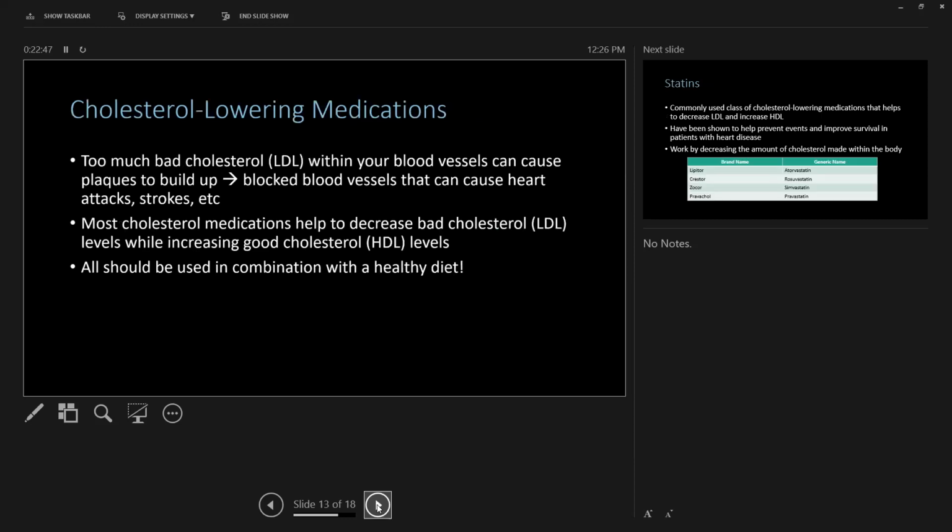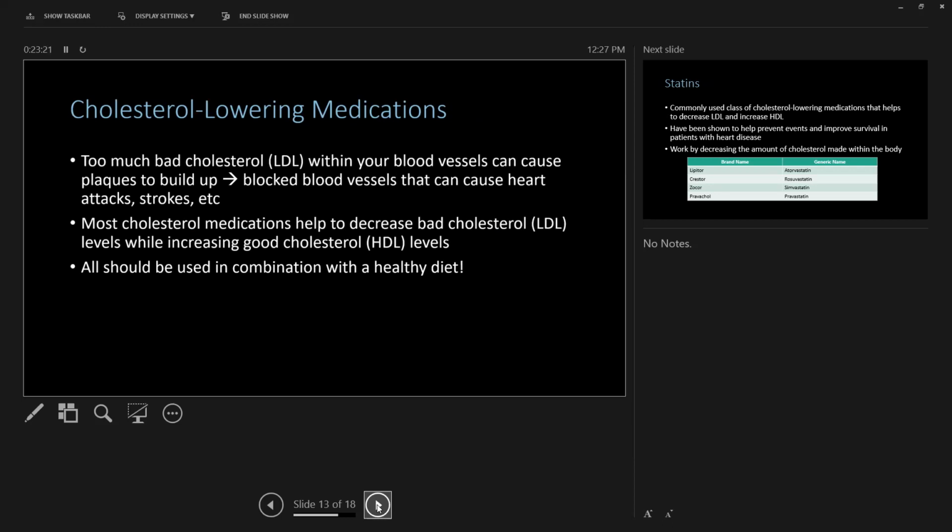All right, and then last but not least, we're going to talk about some cholesterol lowering medications. So we know that cholesterol lowering is a huge goal when we're talking about heart disease, because too much bad cholesterol or LDL that builds up can cause formation of those plaques within the blood vessels, which once again is what leads to heart attacks and strokes. So you can see heart disease is a problem that we attack from many different sides. So this is just helping to reduce that plaque buildup in the first place.